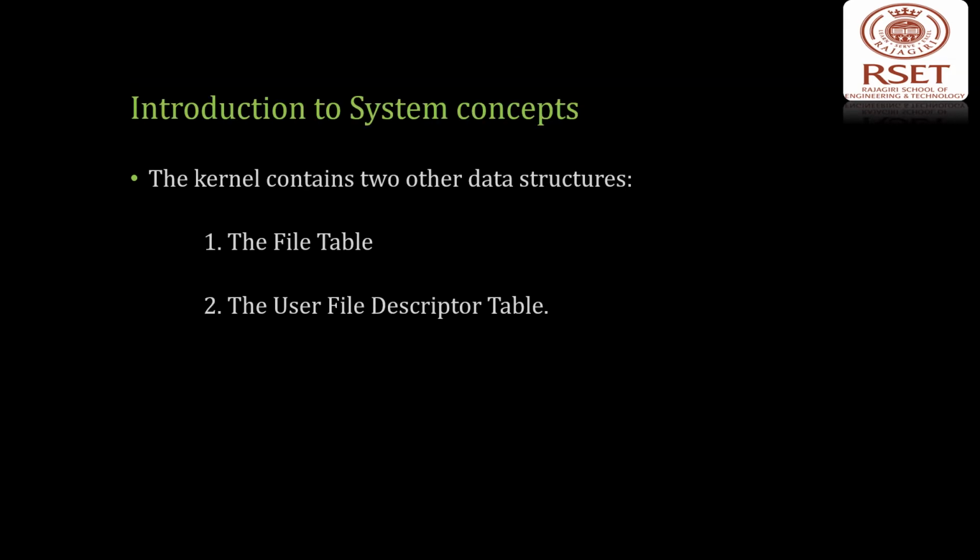The kernel contains two other data structures which are called the file table and user descriptor table. The file table is a global kernel structure, but the user file descriptor table is allocated per process. So each process will be having a user file descriptor table. So when a process opens or creates a file, the kernel allocates an entry from each table corresponding to that file's inode. Alright, so entries in the three structures, that is the user file descriptor table, file table, and inode, they will be maintaining the state of the file and the user's access to it.